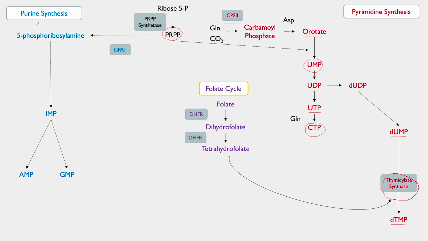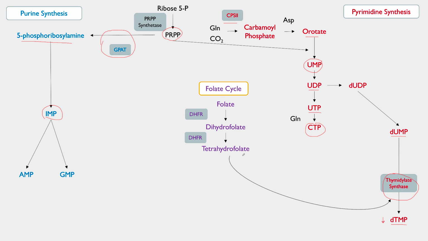So for purine synthesis, we start with our activated 5-carbon sugar and generate 5-phosphoribosylamine. Our regulatory enzyme, again, is responsible for this conversion. We generate the intermediate inosine monophosphate, which can then be diverted to AMP and GMP. So the two inhibitors we just looked at, one is a direct inhibitor of thymidylate synthase. Again, inhibiting thymidylate synthase reduces production of dTMP, and that's a required nucleotide for DNA synthesis.